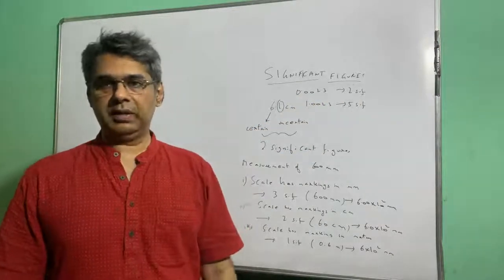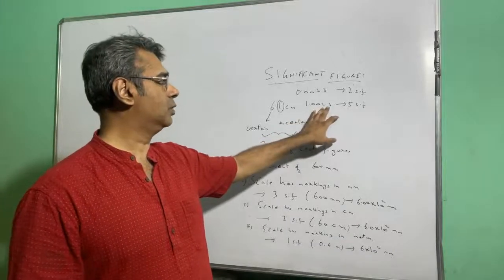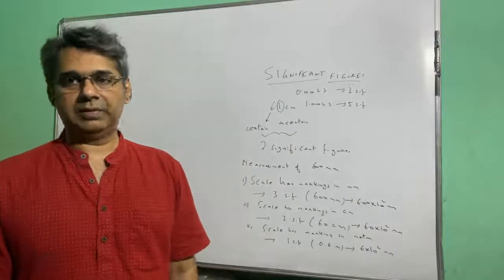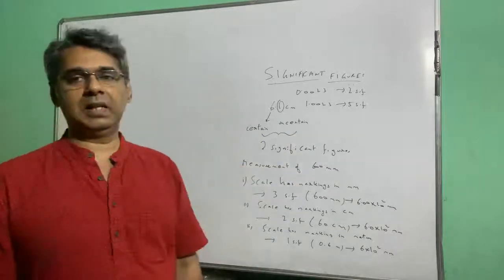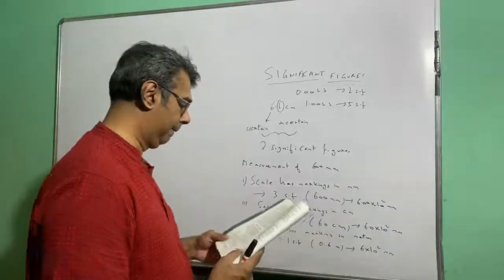So two significant figures. But if the measurement is 1.0023, then 1, 2, 3, 4, 5, you have to count all 5. So 5 significant figures. So this is an important thing. Don't count the zeros before the first non-zero digit.